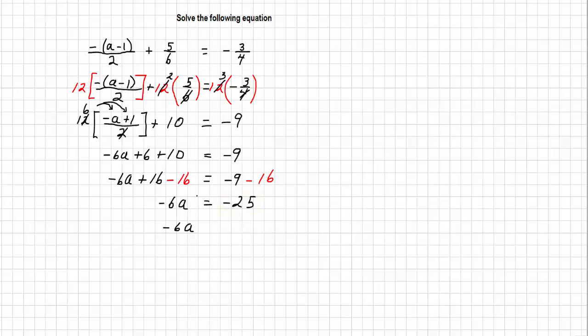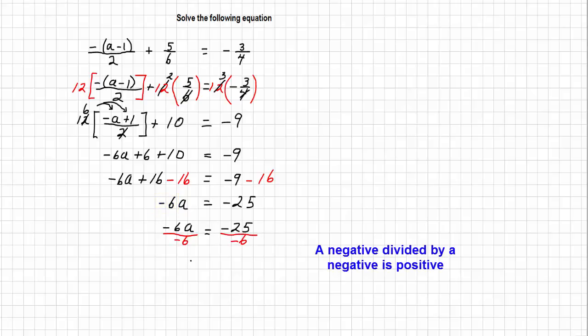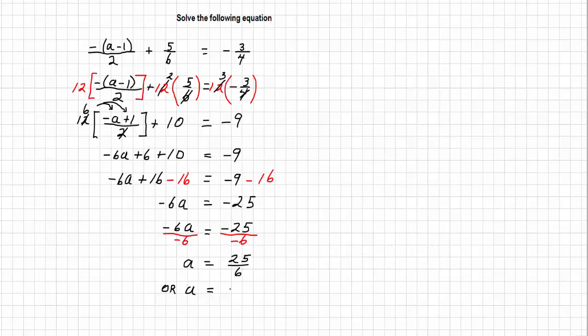Now in order to get 1a on the left, you divide both sides by the coefficient of a, which is negative 6. So you get negative 6a over negative 6 equals negative 25 over negative 6. And a equals 25 over 6, which is positive. Or you can write this as a mixed fraction as 4 and 1/6.